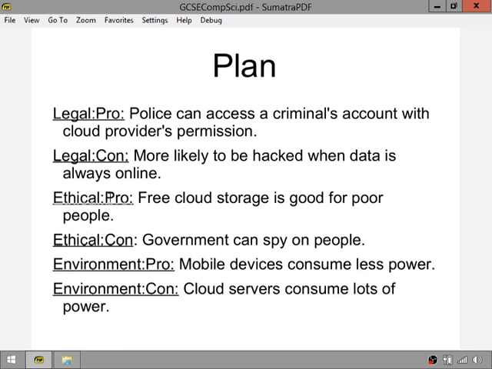An ethical advantage, or an ethical pro, of cloud storage is that cloud storage is good for poor people. Now I'm going to stop here and talk about the written quality of my notes so far. A lot of you will read this and think that reads quite juvenile. It sounds a bit childish the way I've written this, or maybe the English isn't particularly great. Well, that doesn't matter. This is just a rough plan.